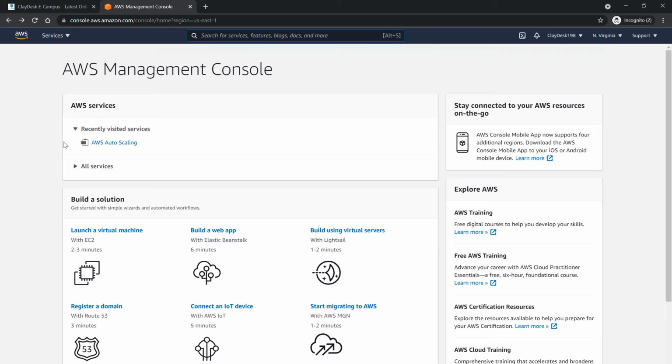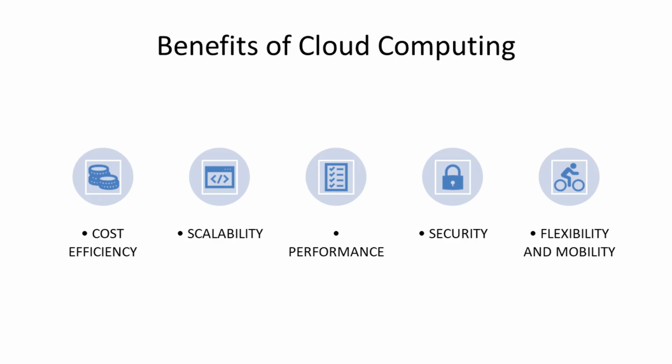Another great benefit is flexibility and mobility. So access resources and services from anywhere with an internet connection. So no matter where you are, whether you're traveling, whether you're home, whether you're at the office, you can access any services that you like. It also enhances collaboration among teams located in different parts of the world.